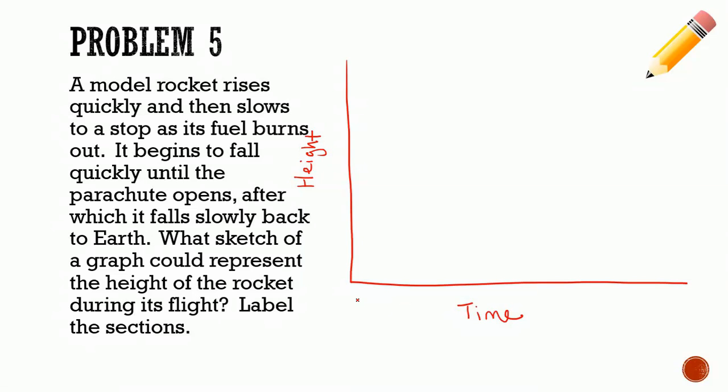There we go. So this model rocket's going to rise really quickly. So that means it's going to have a line with a high slope. And it starts to slow down as its fuel begins to run out. So then it reaches the top here, right? And it begins to fall really quickly, they say. So we're going to have a really straight line. But then the parachute opens. So we're going to get a nice gradual fall.